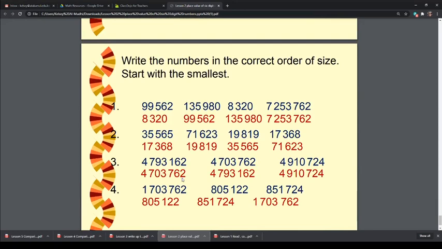We did this exercise again, categorizing the numbers in order of size, smallest to largest.